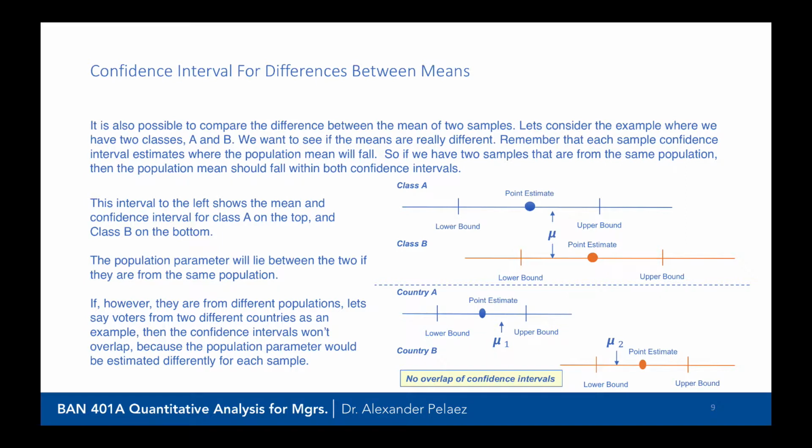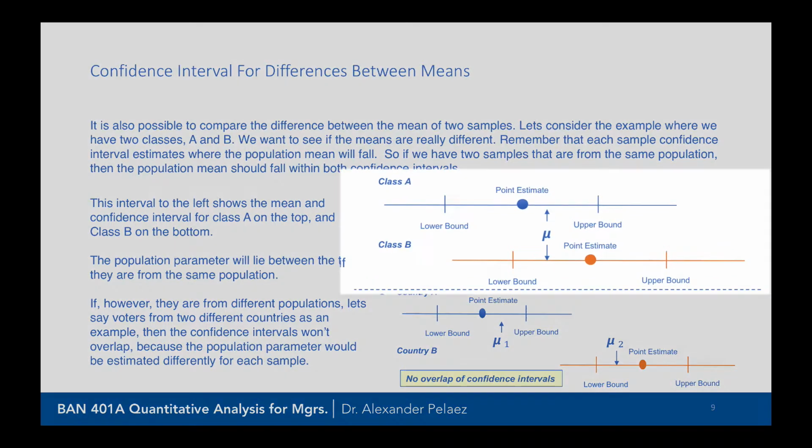Now, if we want to find a confidence interval for differences between means, this is a little bit different. Why would we do this? Well, let's say we're trying to compare two samples to see if the point estimate means are different. In this case, we have two graphs here.